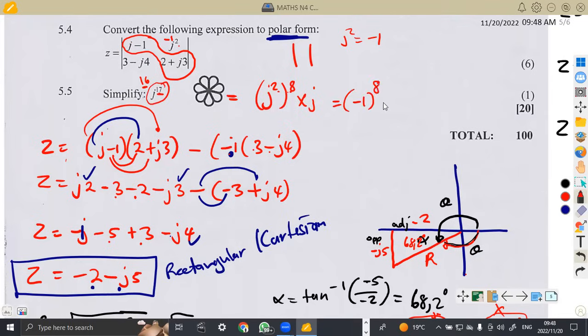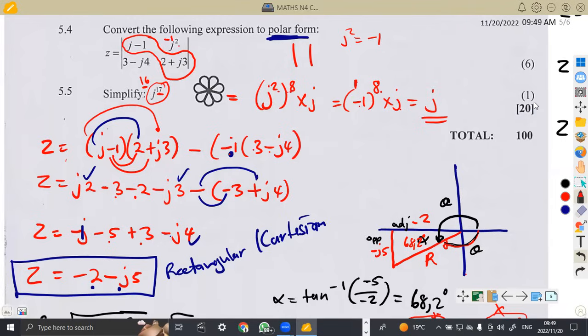So it's -1 to the exponent of 8 times j, of which -1 to the exponent of any even number is positive. So it's +1. So it's 1 times j, which is j. So j to the exponent of 17 is the same as j.